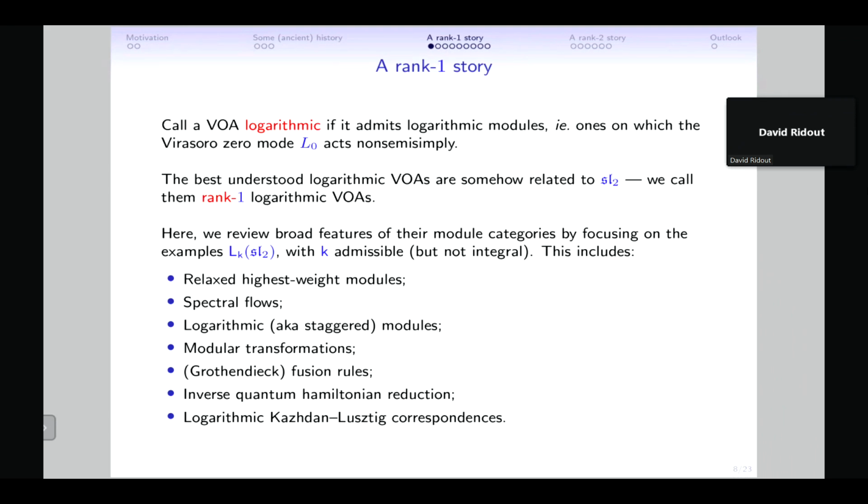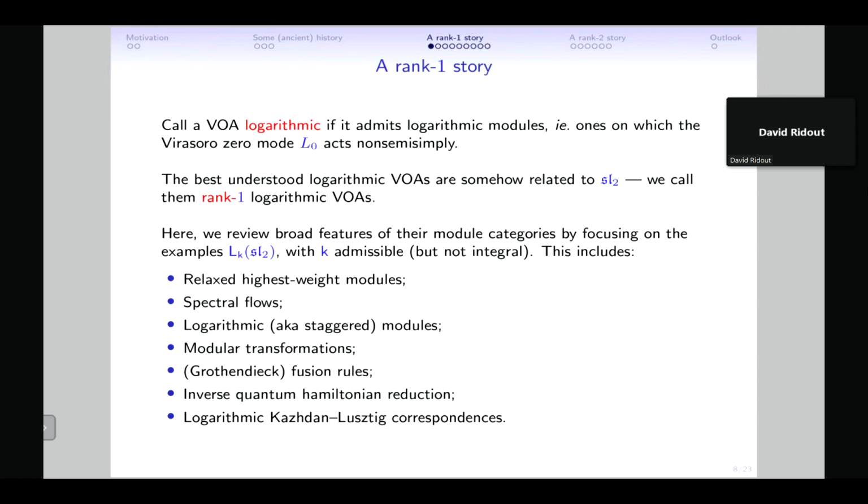All right, so I'm going to call a VOA logarithmic if it admits logarithmic modules. And all that means is that L0 has to act non-semi-simply. It's going to have some finite rank Jordan blocks, not rank 1, obviously. And I'm also going to use a terminology, which is a rank 1 logarithmic VOA is, I'm not going to try to define it explicitly, but our main example will be admissible level SL2. So rank 1 is sort of a bit like the rank of the corresponding Lie algebra. It's not exactly, but we'll get back to that later.